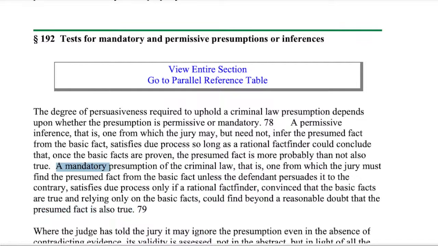So a mandatory presumption of criminal law is one from which the jury must find the presumed fact from the basic fact unless the defendant persuades it to the contrary. It satisfies due process only if a rational fact finder, convinced that the basic facts are true and relying only on the basic facts, could find beyond a reasonable doubt that the presumed fact is also true.